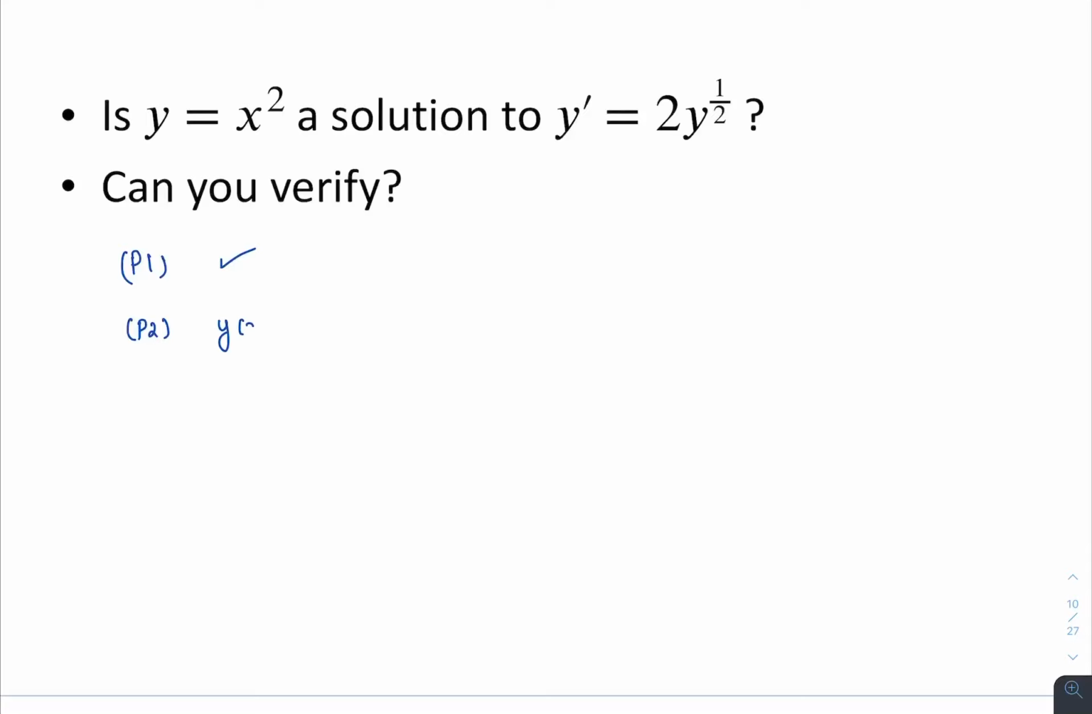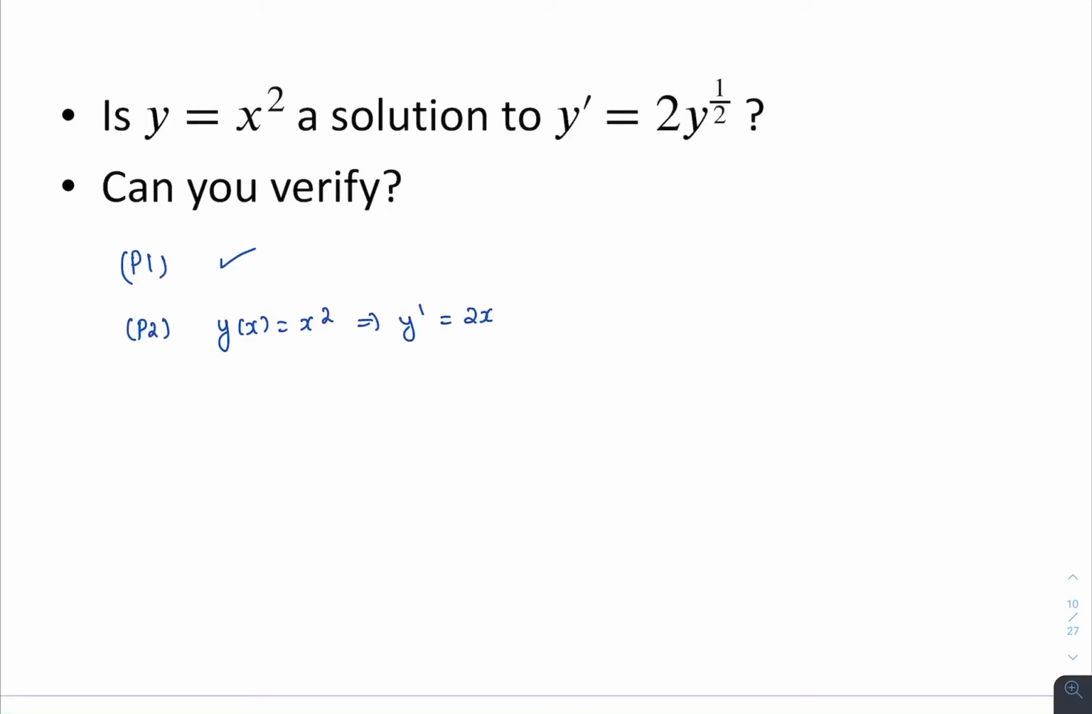Yes, y of x is equal to x squared. I can find the derivative once, and that is 2x. That 2x is a continuous function, no problem there. I'm kind of skipping something in here. You will know in a moment. What do I mean by that?